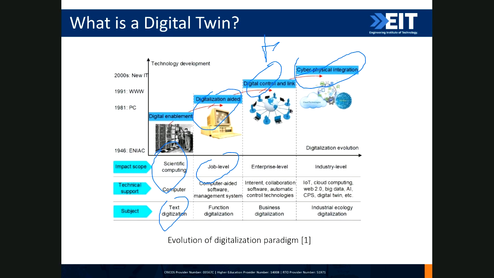And after entering the 21st century, as we know, the new information technologies, IoT, cloud computing, big data, AI, to name a few, all those technologies are making it possible to progressively converge the physical and virtual worlds, basically cyber physical integration. And that is happening at the industrial ecology digitalization level, or at the industrial level. Not just one particular business, not just one particular job, the entire industry is being revolutionized.